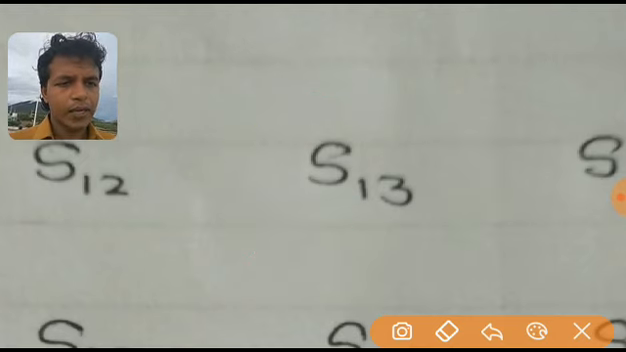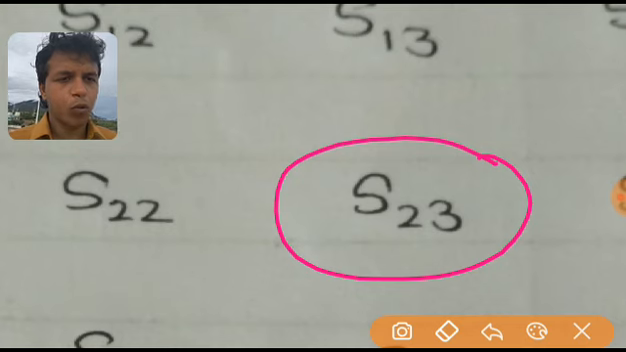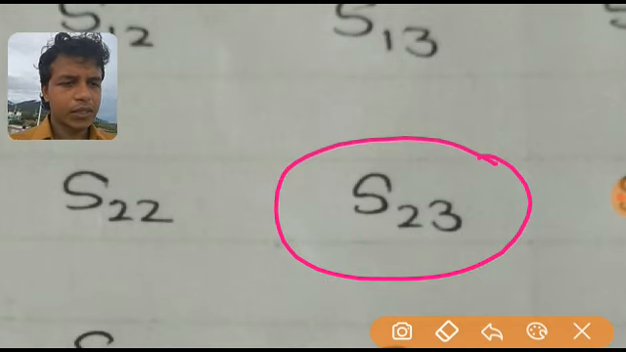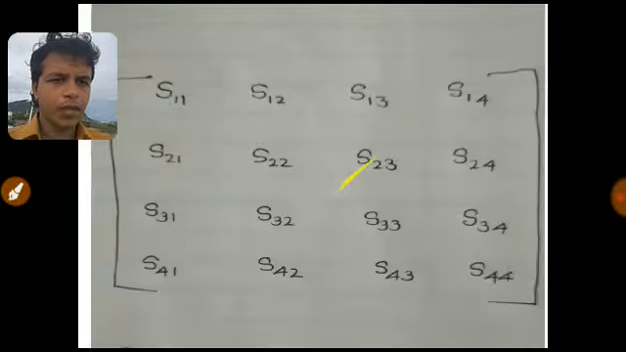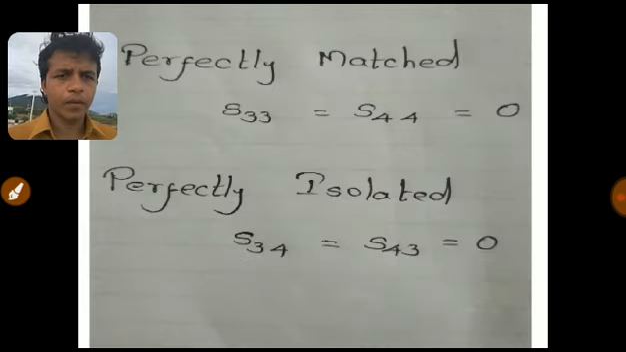Similarly, for any element in the S matrix, this is the condition. For example, S23: what will be the output available in port 2 when the input is given to port 3? This is the meaning. So this is the general form of the S matrix of Magic T. We have to derive the values of each element one by one.